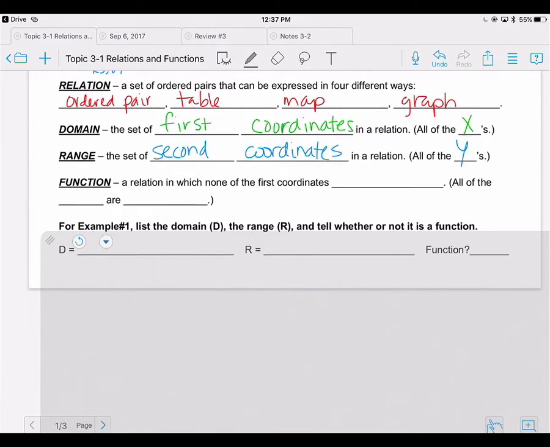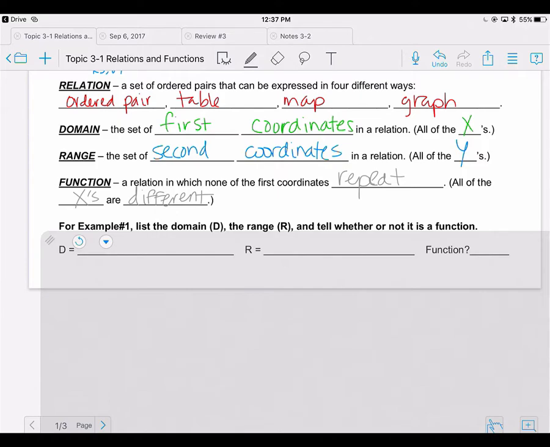A function is a relation in which none of your first coordinates repeat. All of the x's are different. So for a function to be a function, I want you to think about a relationship where people break up, they get back together, they break up, they get back together. That is not a healthy, functioning relationship. If you break up with someone for a good reason, then you need to stay away. And that is a function. A function is a good, healthy relationship.